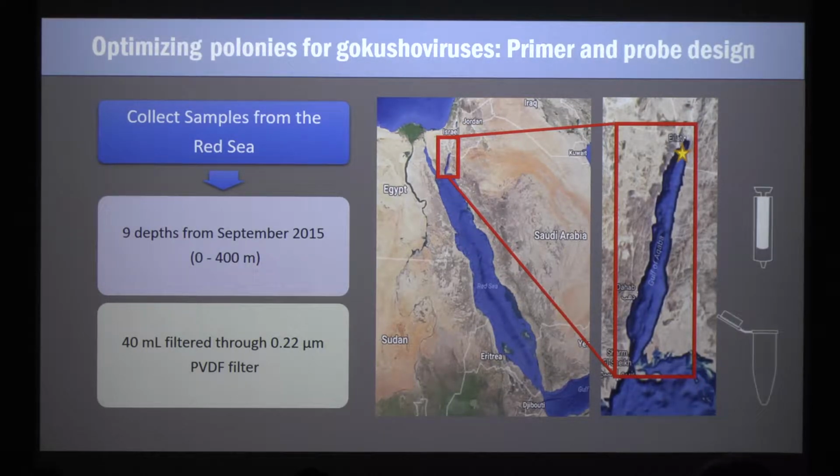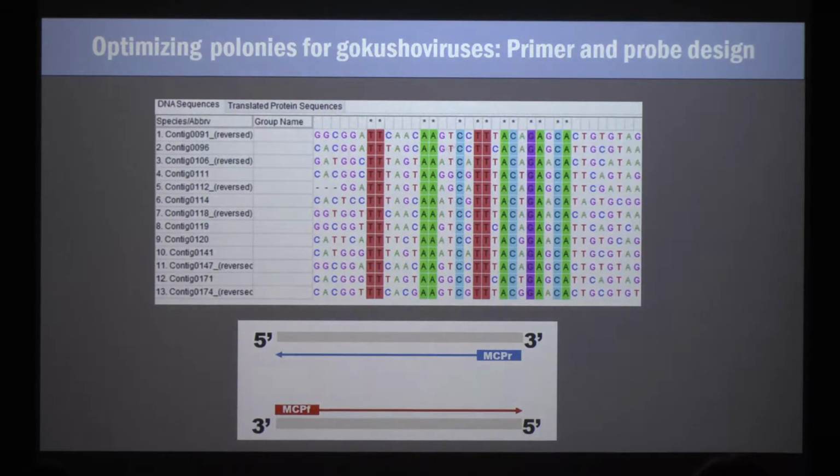So we collected some water and put it through a 0.2 micron filter. Only viruses can pretty much pass through this, so I collected the flow through. And then I extracted that DNA, sent it off for sequencing, and resulted with this. So this is just a screenshot of the sequences we get back.